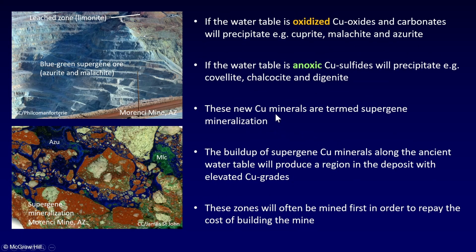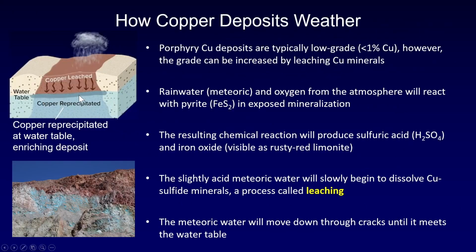So these new copper minerals that are building up are referred to as supergene mineralization. So it's secondary mineralization, it's not primary. And this buildup of supergene copper minerals along the ancient water table will produce a region in the deposit that has elevated copper grade. And when you mine your porphyry copper, you will typically try and mine these regions first, because this is the highest grade copper ore.